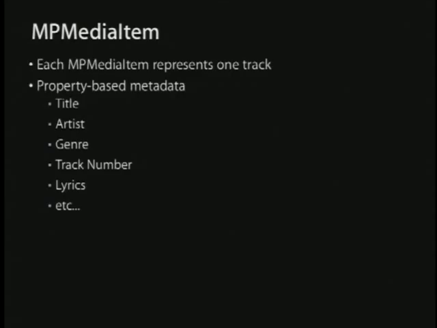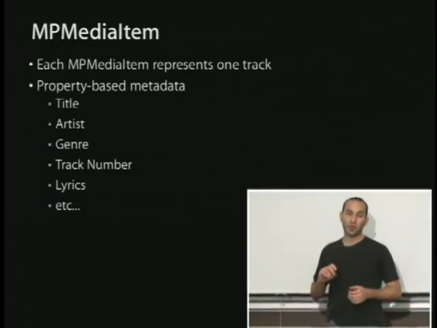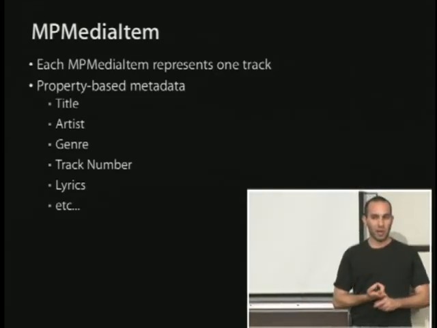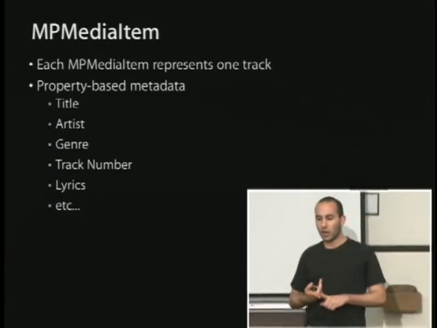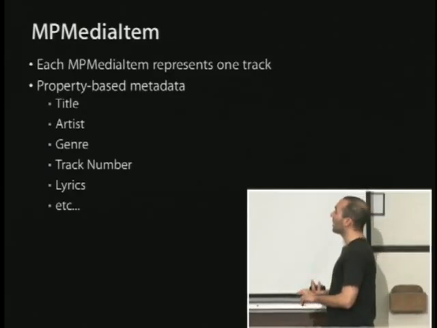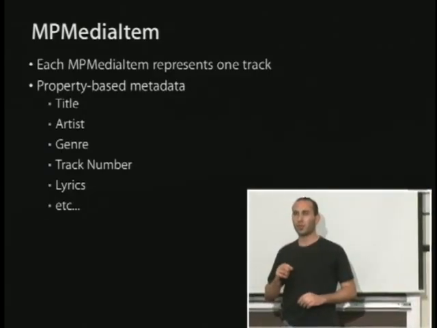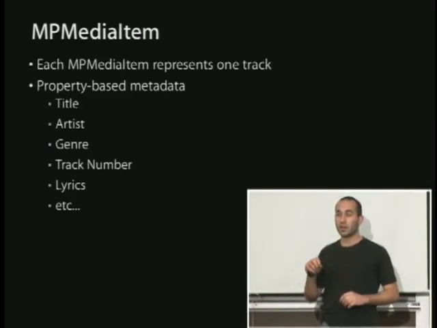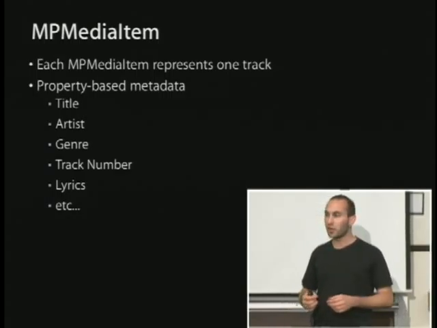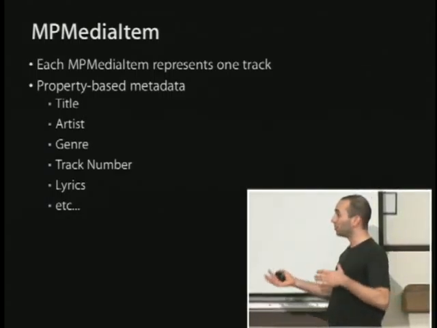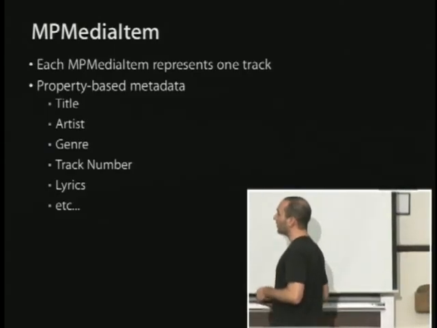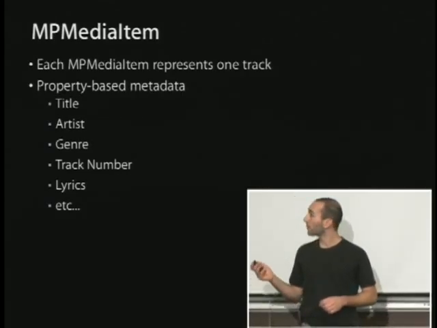An MP media item is property-based. There are only 2 method calls on it. One is can filter by property, so you can ask it, are you able to filter by artist? And then there's value for property. There are several strings you can use. You could say value for property, MP media item property artist, or title. There's also lyrics, right? You can get the lyrics off of a song.